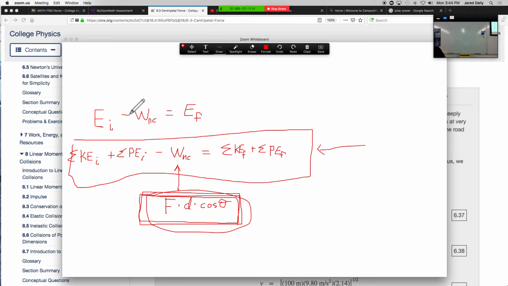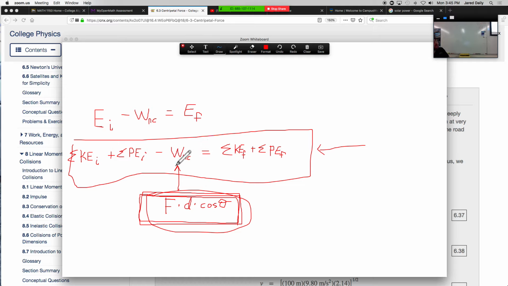So here is the final equation I was talking about. The initial energy minus the non-conservative work equals final energy. Here's your sum of kinetic energies, sum of potential energies, minus the non-conservative work, equals kinetic energies final plus sum of all the potential energies final. You can either subtract the work done by friction on this side, or the work done by any non-conservative force, or you can add it to the final side. Either way it works out.